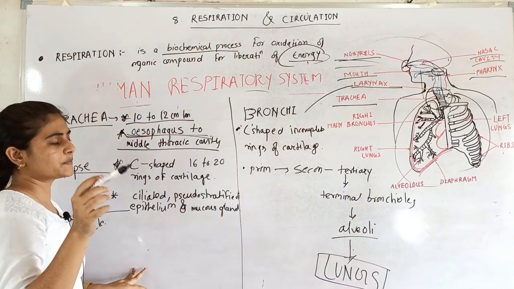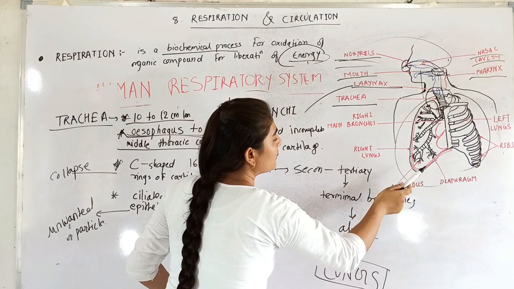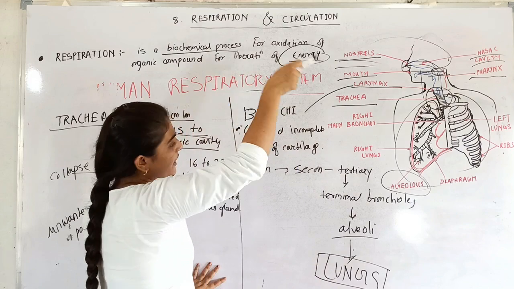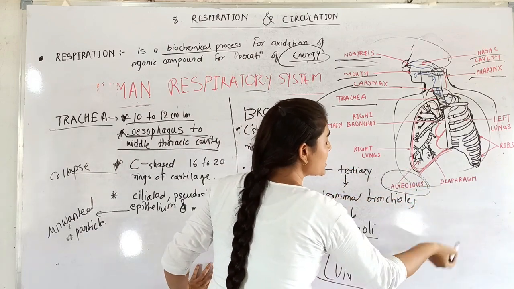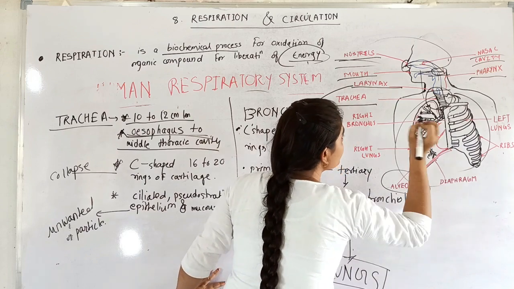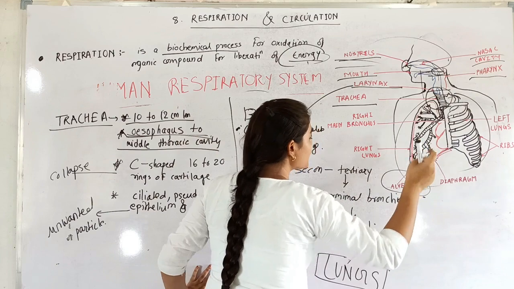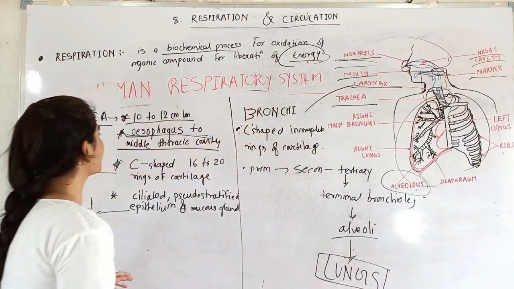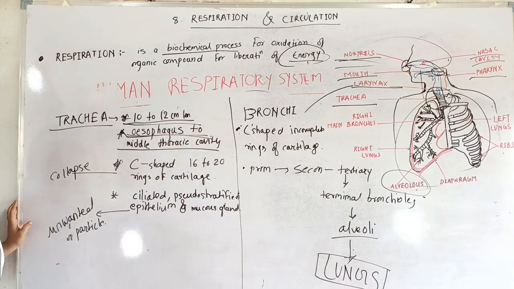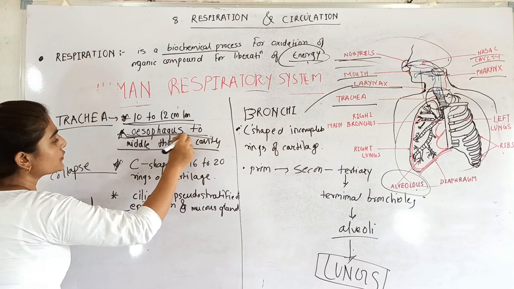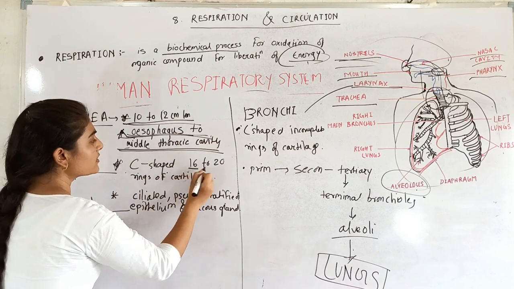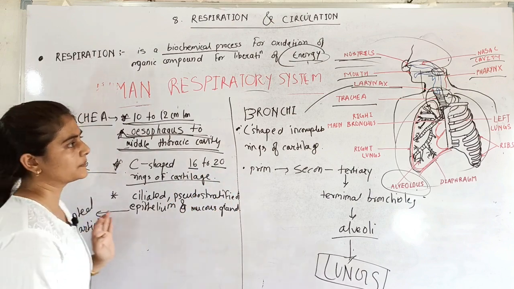The respiration ends at the alveolus, which is the last organ of the respiratory system, and from which the circulation started, and which includes the major part, that is the lungs, which we are going to study further. So our topic is the trachea, which is 10 to 12 centimeters in length, which starts from the esophagus to the middle thoracic cavity. It has C-shaped 6 to 20 rings of cartilage.